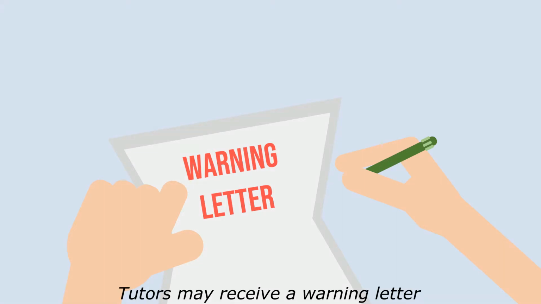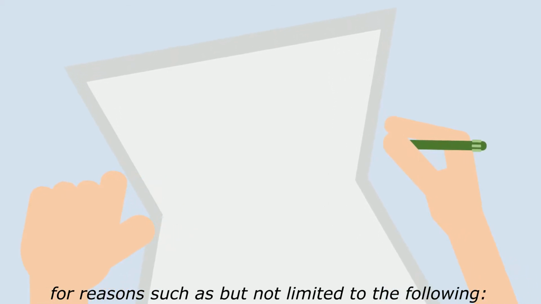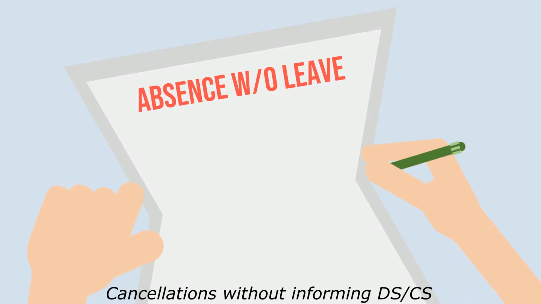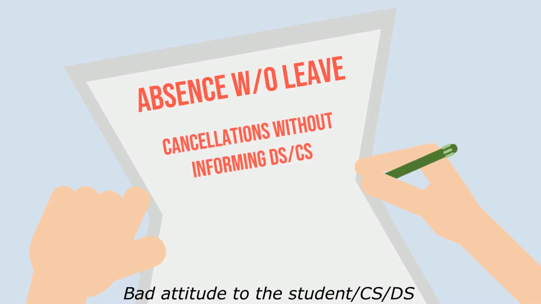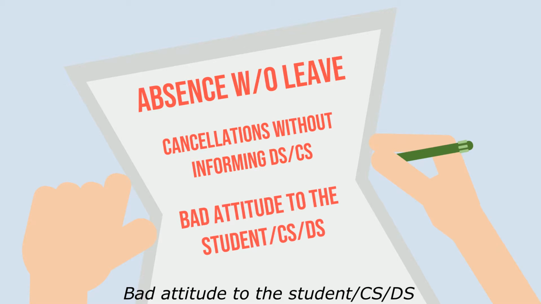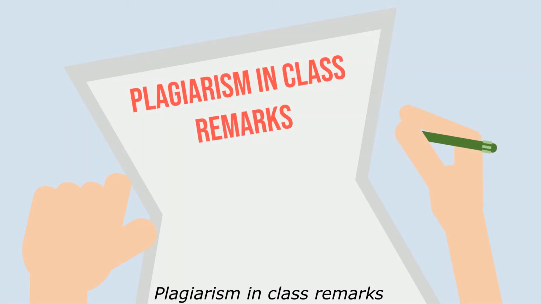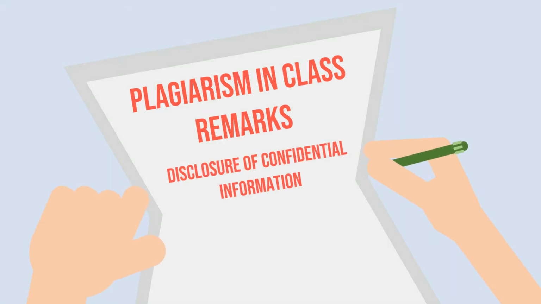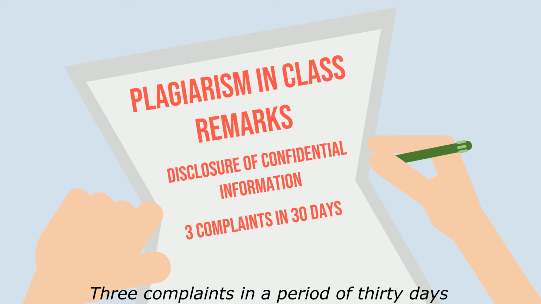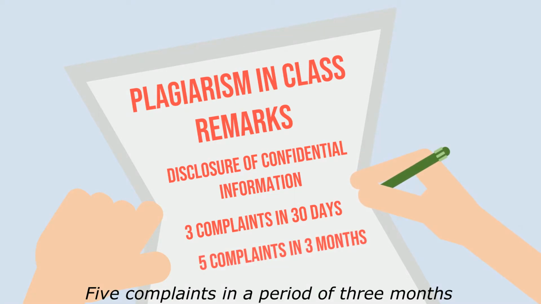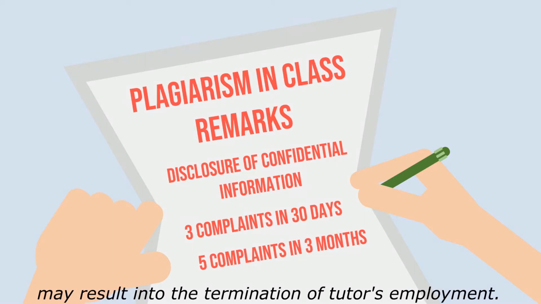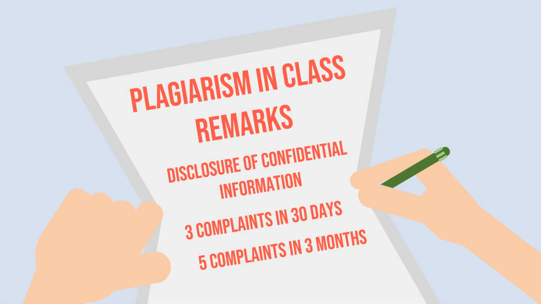Tutors may receive a warning letter for reasons such as, but not limited to, the following: absence without leave, cancellations without informing DS or CS, bad attitude to the students, CS or DS, plagiarism in class remarks, disclosure of confidential information, 3 complaints in a period of 30 days, 5 complaints in a period of 3 months. Receiving 3 warning letters from the company may result in the termination of the tutor's employment.